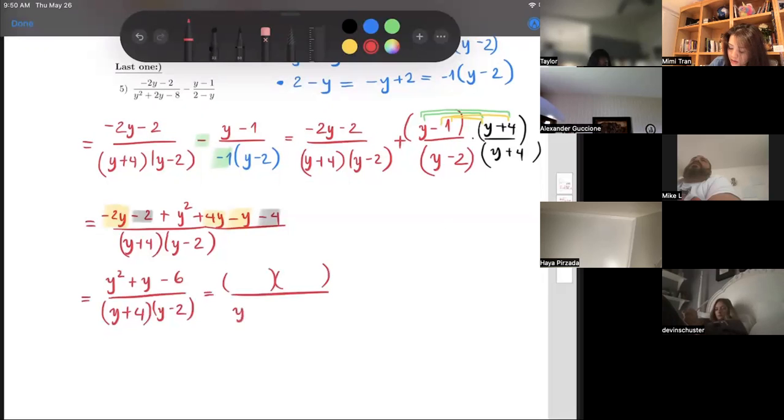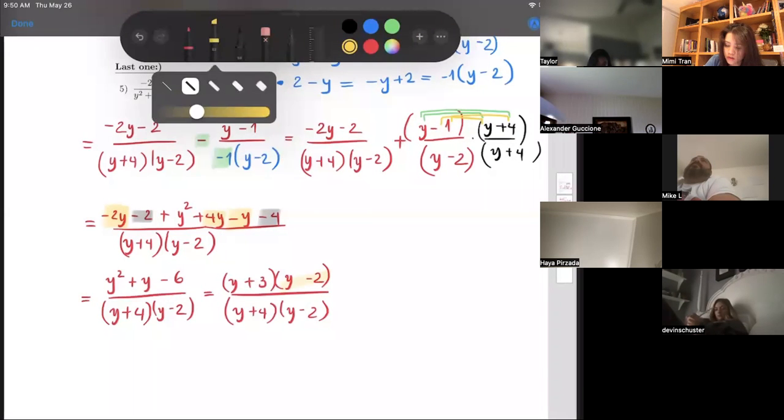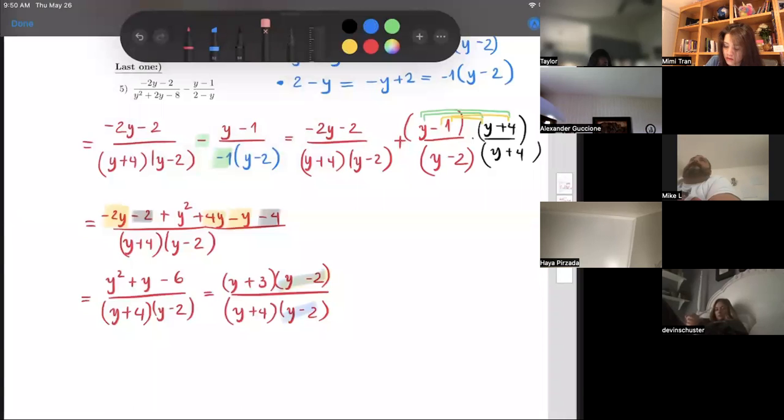It's kind of late now and I have another section to cover, so I'll do this for you. The top is y +3, y minus 2, right? And now I can simplify.